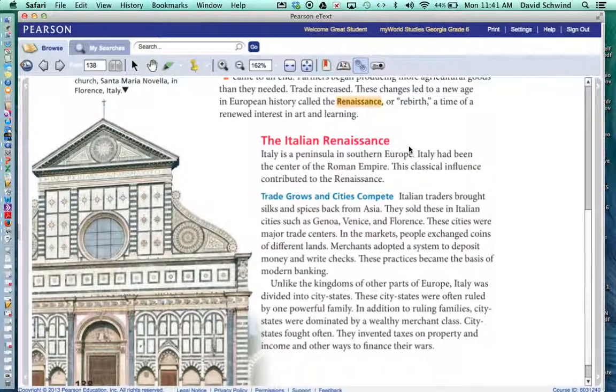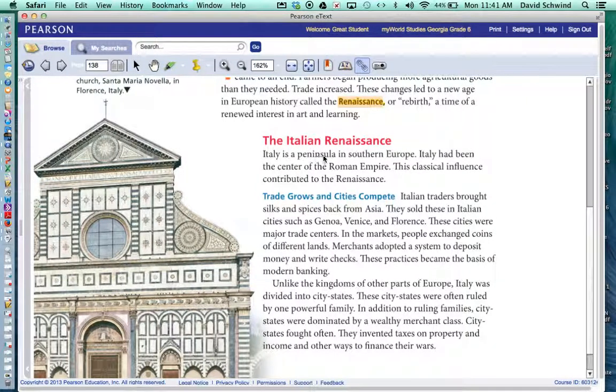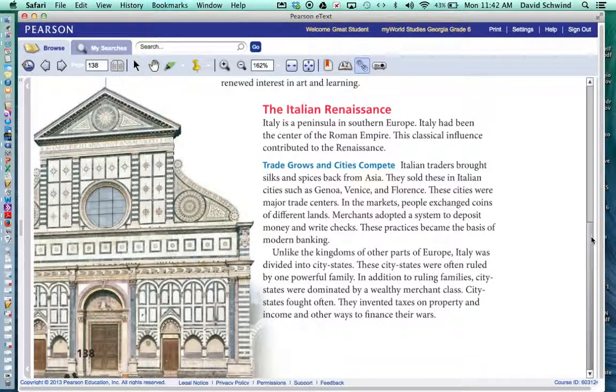The Italian Renaissance. Italy is a peninsula in southern Europe. A peninsula means it's connected to a continent and surrounded by water. Italy had been the center of the Roman Empire. This classical influence contributed to the Renaissance because of its beautiful buildings and all the statues and artwork.